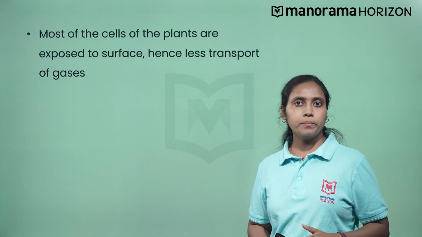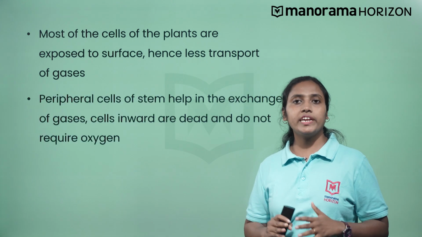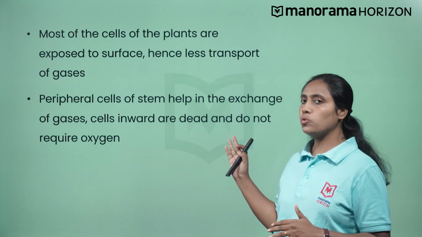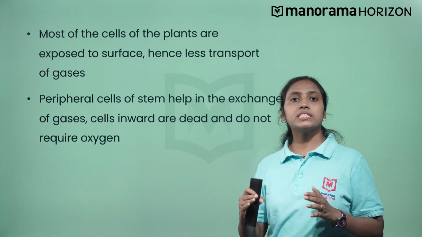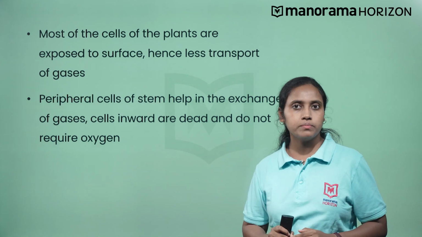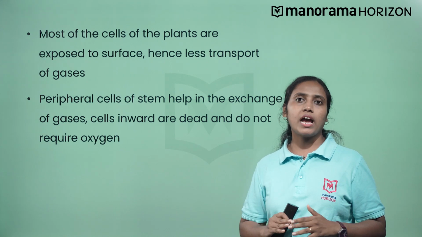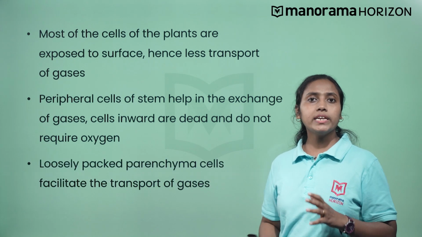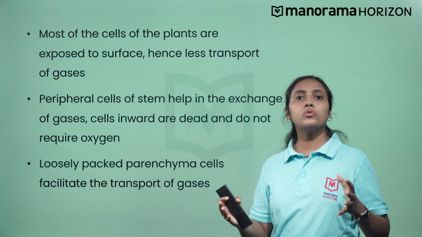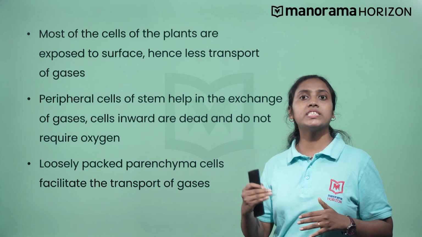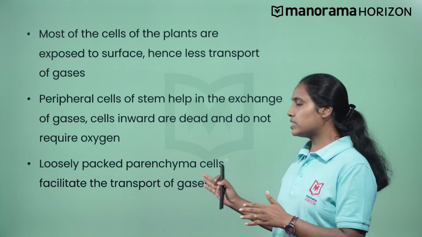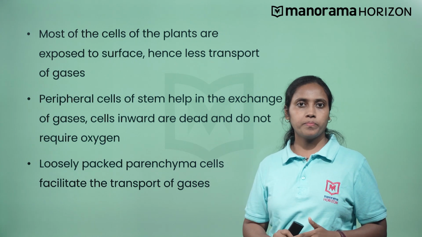In the case of stem, the cells in the periphery are living and take up oxygen easily through lenticels. The cells on the inner side of the stems are mostly dead and do not require oxygen. The parenchymatous cells are also loosely packed, which facilitates the passage of air in leaves, stems and roots.